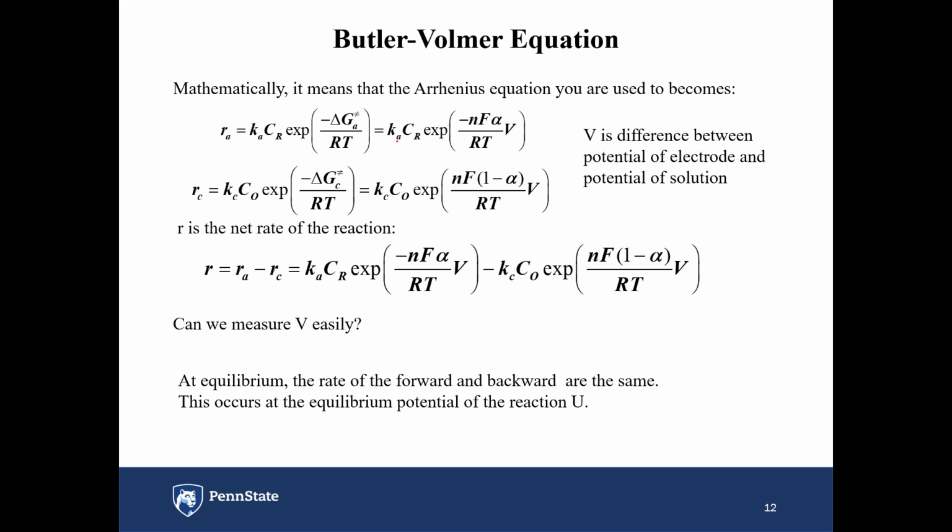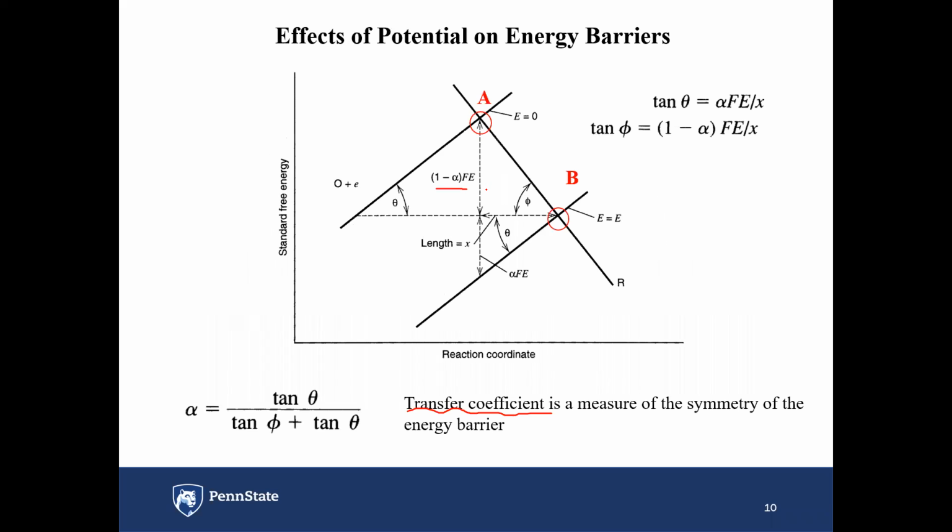And in this case, the delta G forward, or delta G anodic, we can say is equal to negative nF alpha, right? Because that contributes to the forward direction. And on the other side, if we have the cathodic reaction, we can say that it is nF times (1 minus alpha). So remember, this alpha tells us the total share of how much energy, the total energy change is Fe, right?